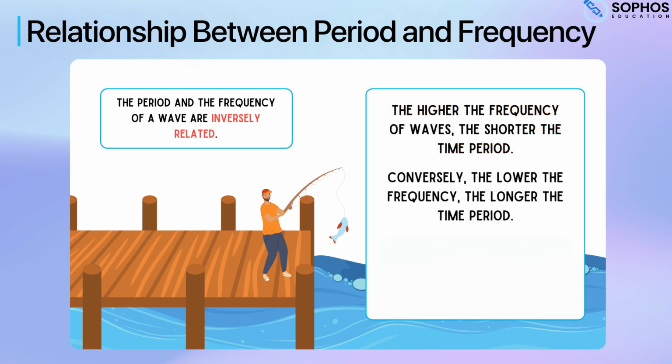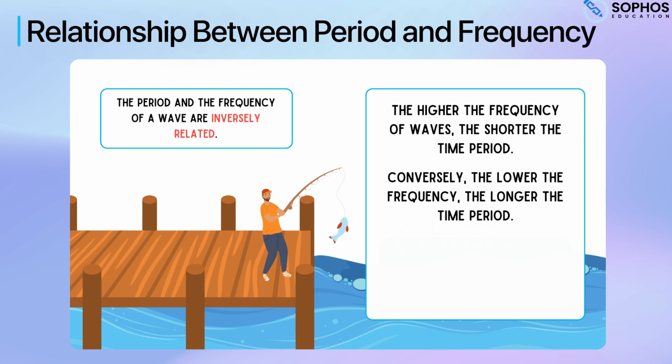The more often waves hit, higher frequency, the less time there is between each wave, shorter period. Conversely, fewer waves per second, lower frequency, means more time between each wave, longer period. Hence, as the period of a wave increases, its frequency decreases. Conversely, as the period decreases, the frequency increases.